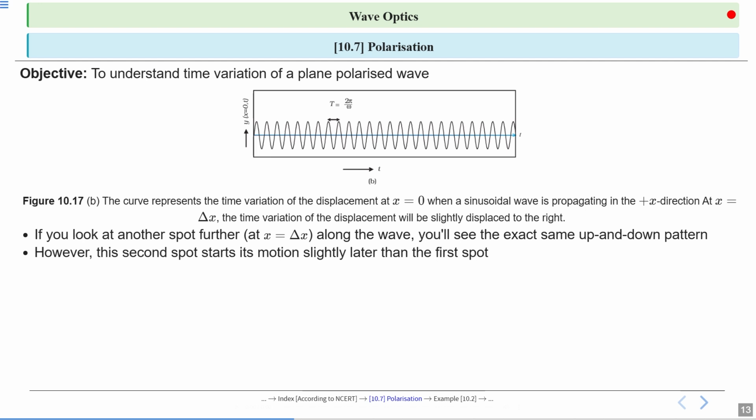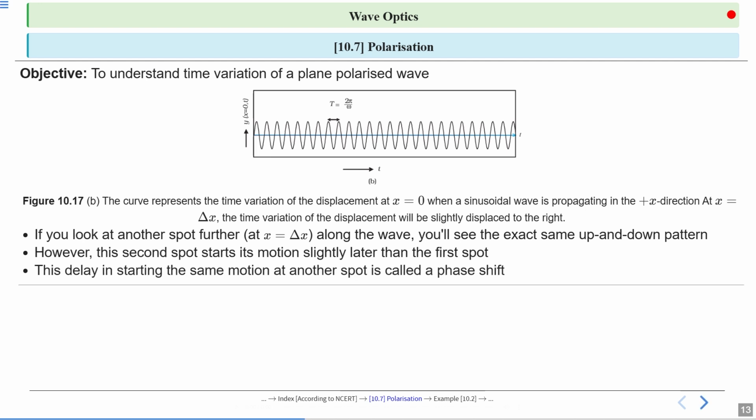Continuing with the variation of the plane polarized wave, take a look at the image. However, this second spot starts its motion slightly later than the first spot. If we are considering two spots at x equal to 0 and at x equal to delta x, both these spots exhibit the same up and down motion, but the second spot starts its motion slightly later than the first spot.